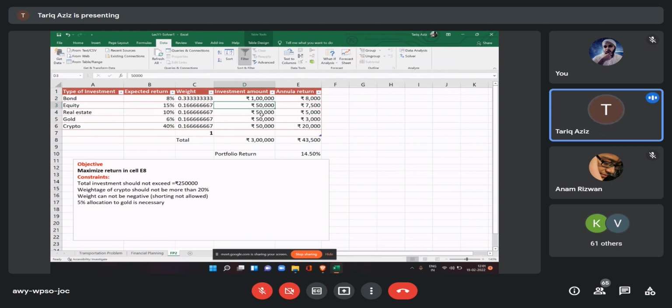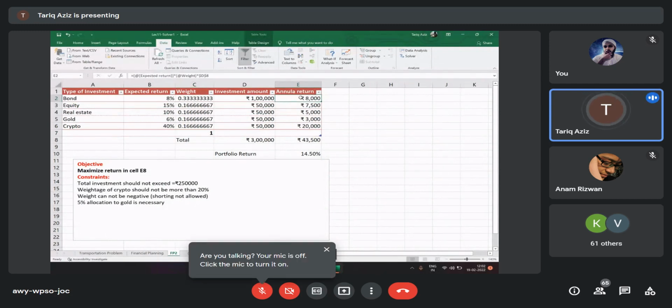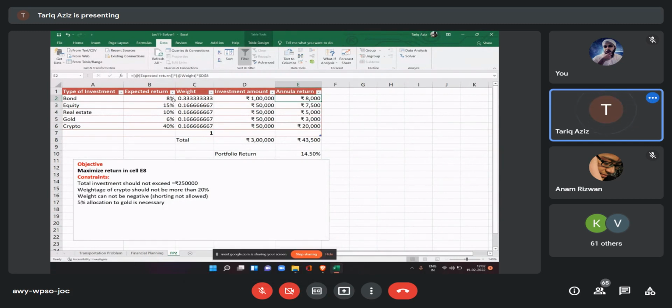Then the total amount of investment. So if the total amount of investment in this case is 3 lakh, divided by 1 lakh, the weight of bond is coming out to be 0.333 or 33%. The sum of the weights should be equal to 1. And then the return has been calculated here, which is 1 lakh multiplied by 8% multiplied by weight. If you multiply these three things, the annual return from bond will be calculated.